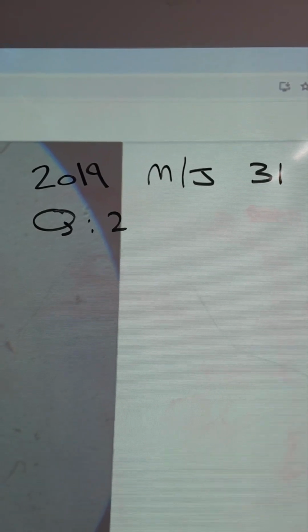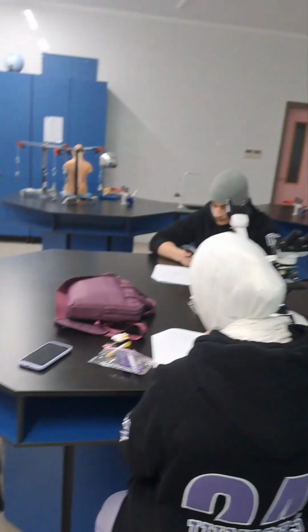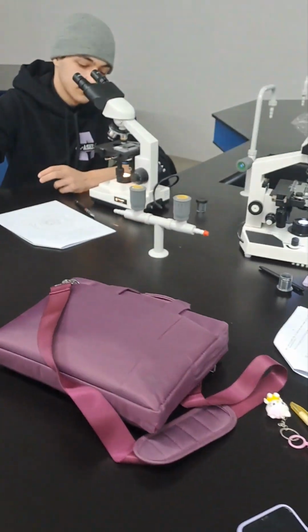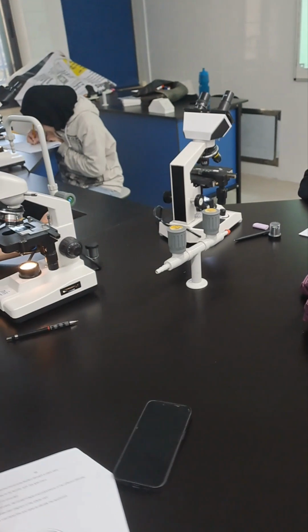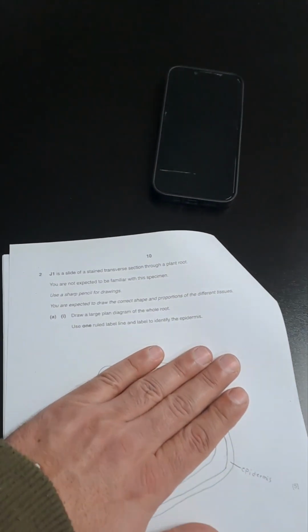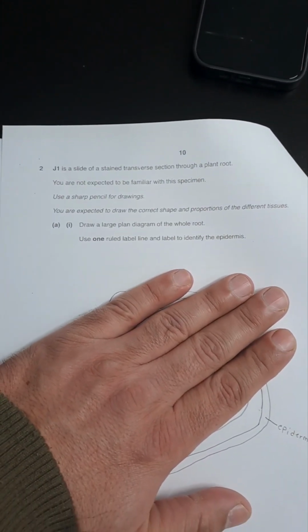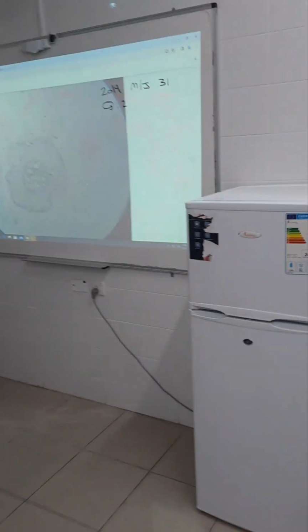This is Solving Past Paper 2019, May-June 3-1, question 2. We're going to start solving question number 2 by making the outline drawing for the J1 slide, which is provided by Cambridge. Now, if you read the question carefully, you will see that the question asks you to draw an outline for the slide after you view it by the microscope. I'm going to show you the slide, how it's going to look like.